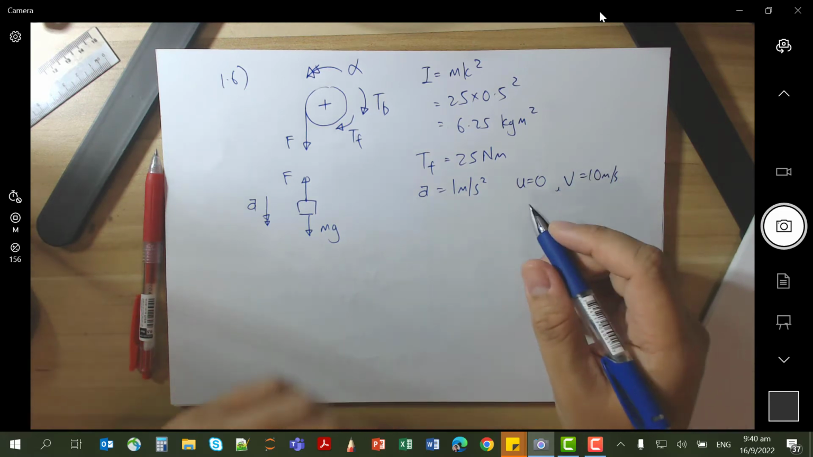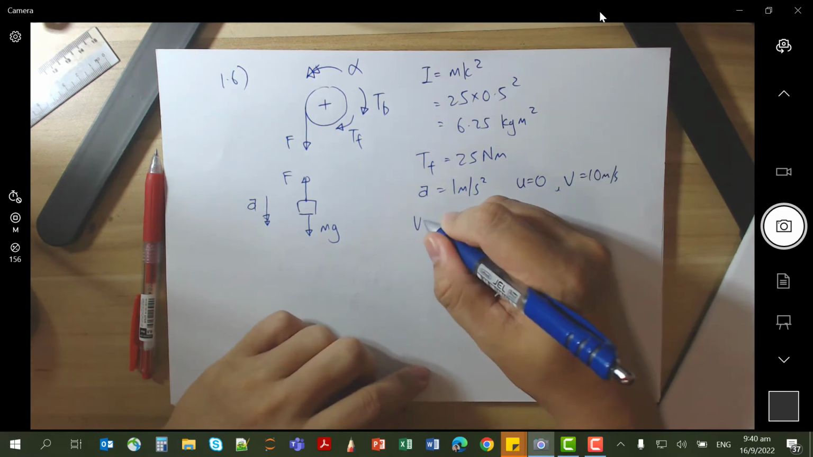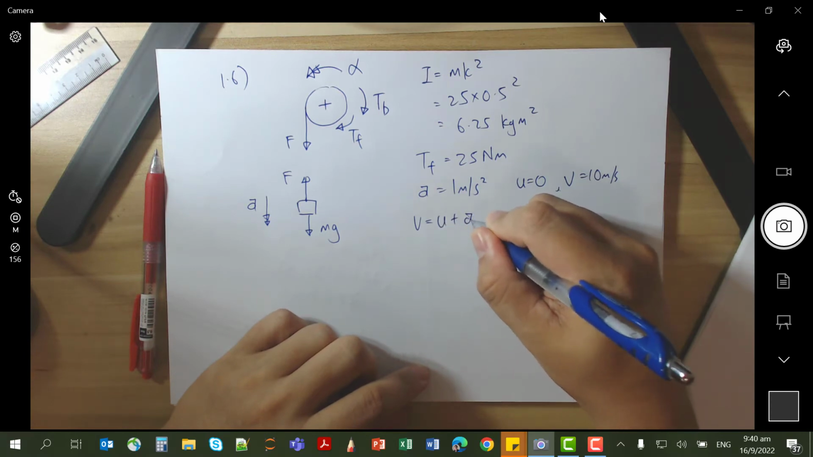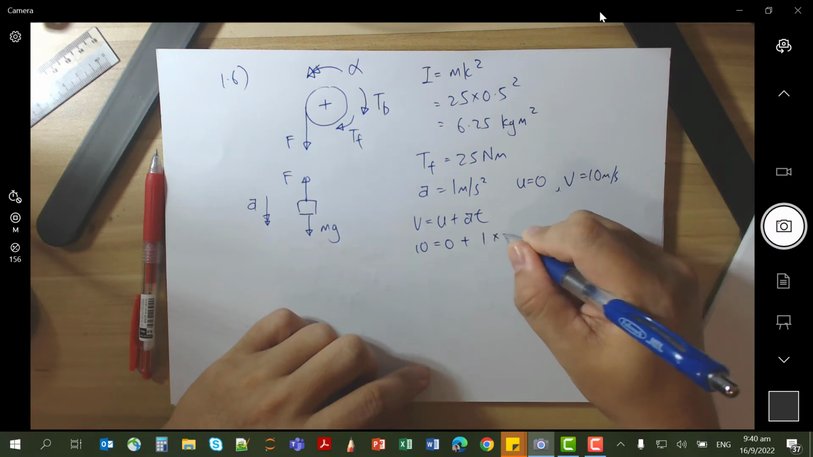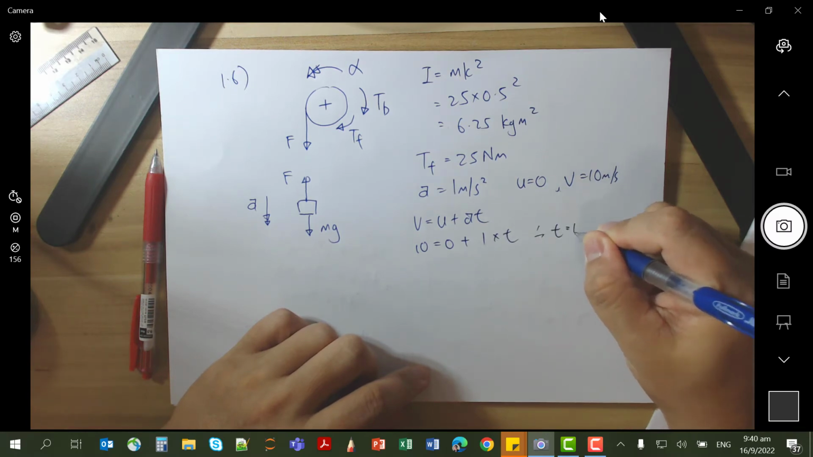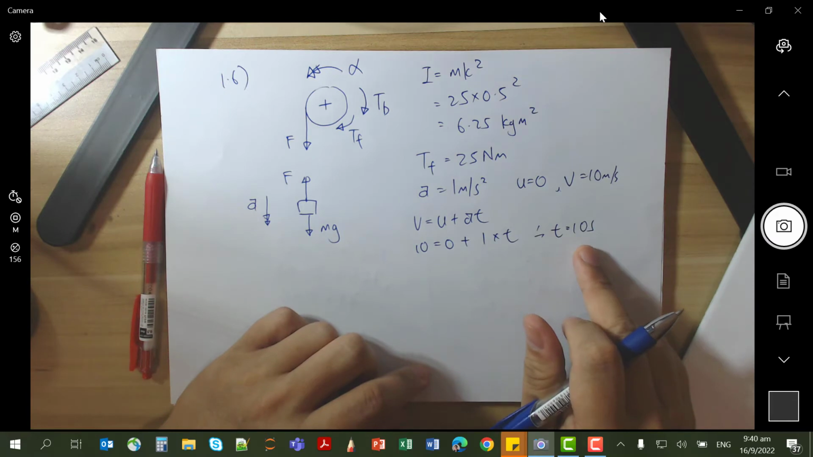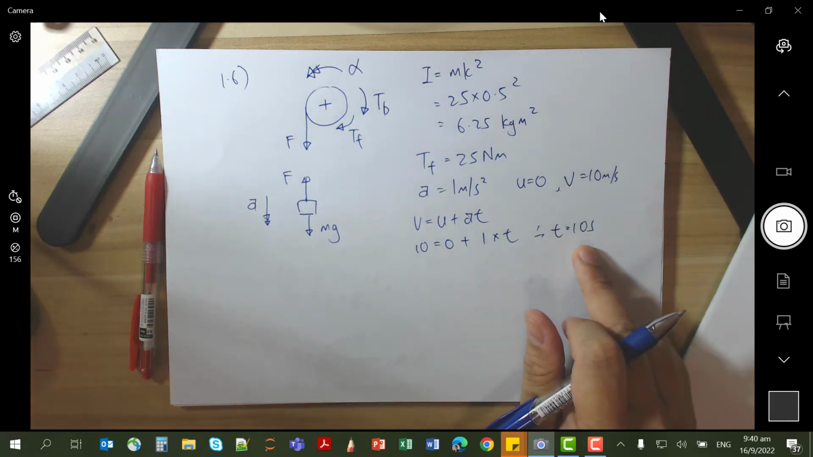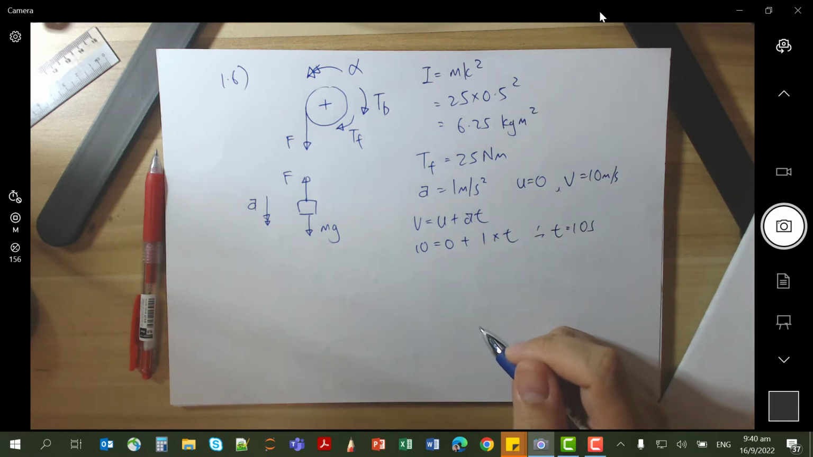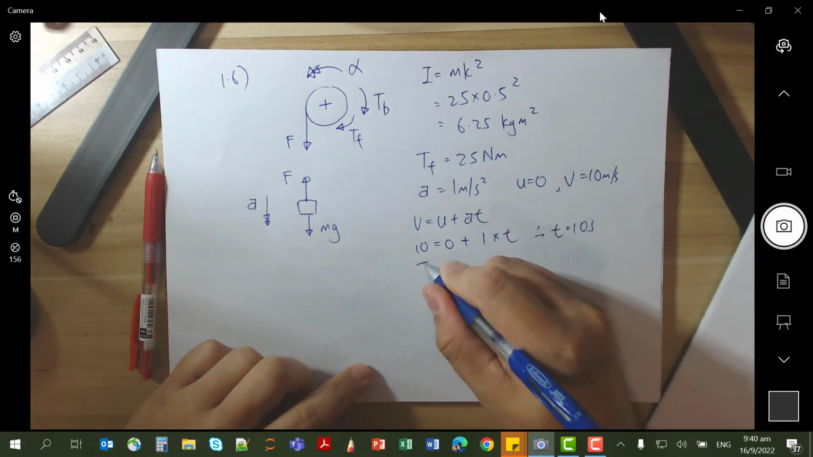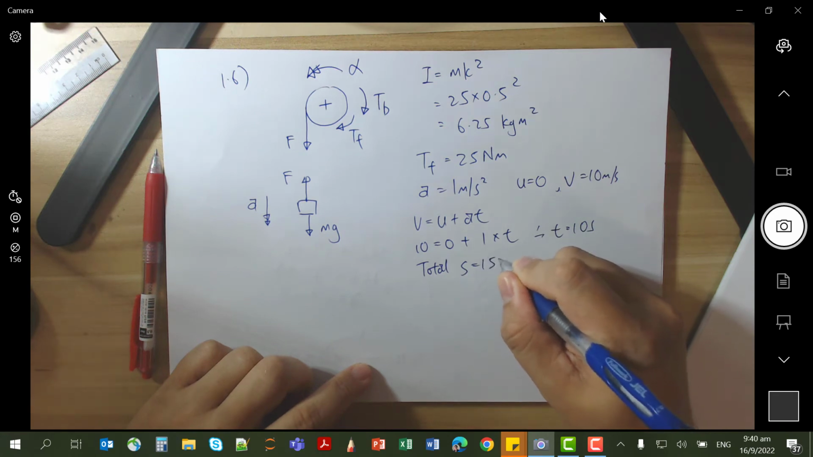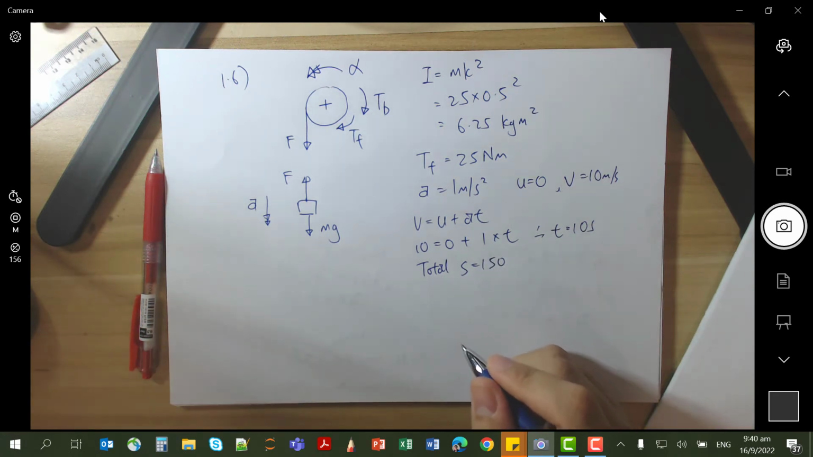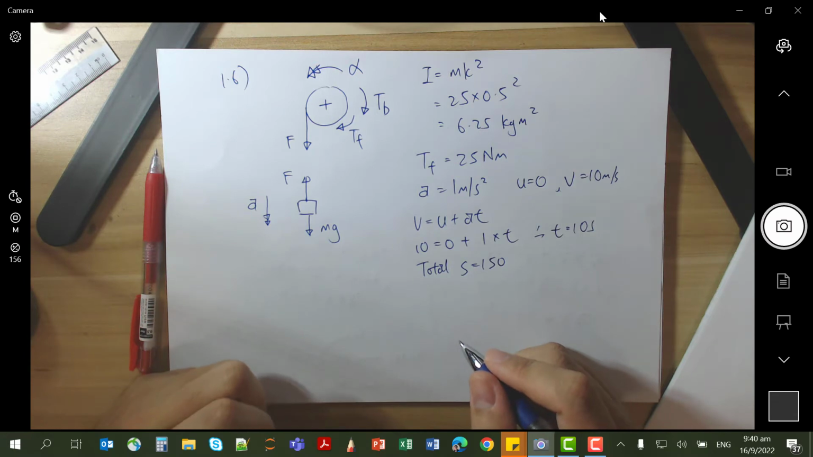How much time did it take during the acceleration process? With this you can use this, therefore t is 10 seconds. During the first stage of acceleration, it took 10 seconds. The total distance covered is 150 meters. Find the radius of the cylindrical drum winch.